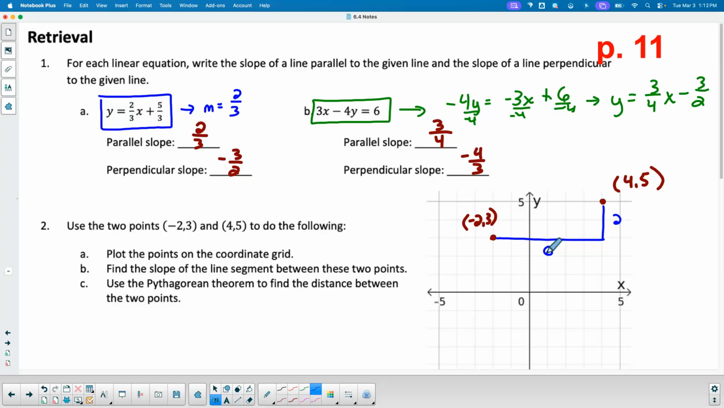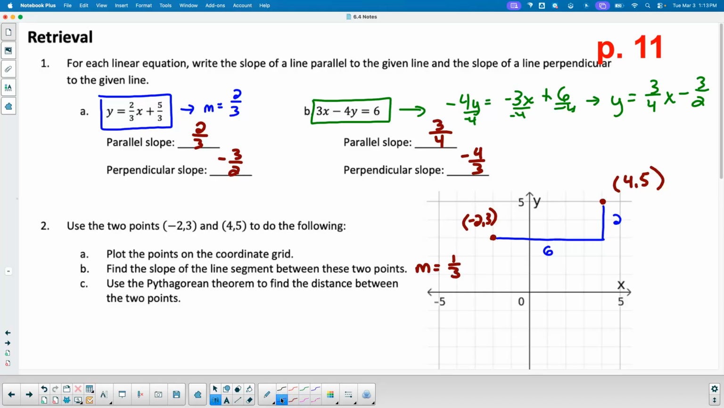Is it run over rise, or is it rise over run? So you want to change yours to what? Nope. 1/3. Okay. Then it said use the Pythagorean theorem.